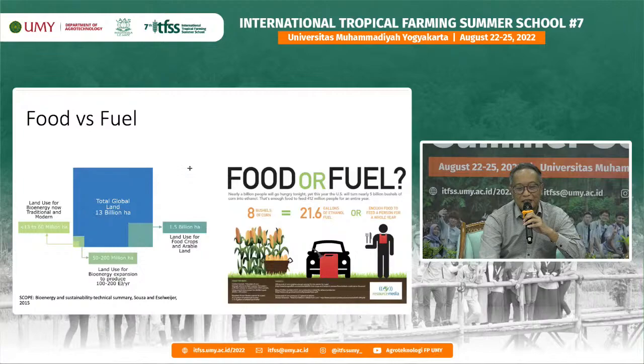Also, if we want to grow fuel, then we need to add land for plantations. This is the land used for food crops and arable land, 1.5 billion hectares. For the traditional, we have to add more, around 50 to 200 million hectares. So for food, we only have this, but for growing bioenergy, we need to add more, meaning that we have to reduce the total global land of 13 billion hectares on Earth. This is the source from 2015. Probably it is now much, much bigger.